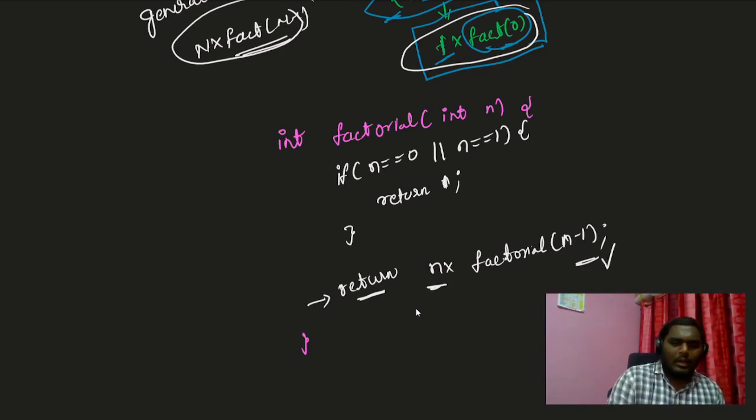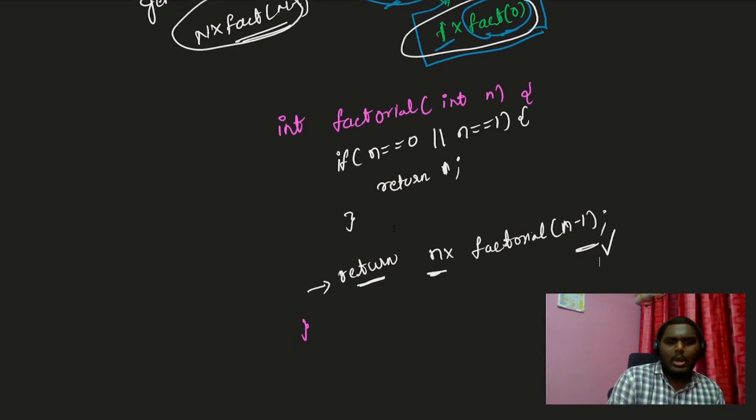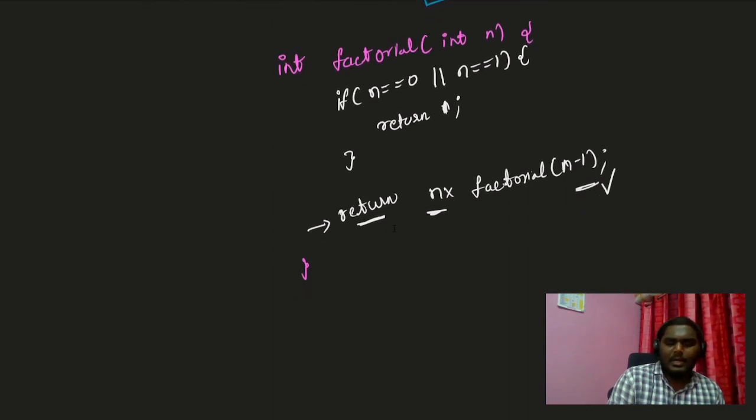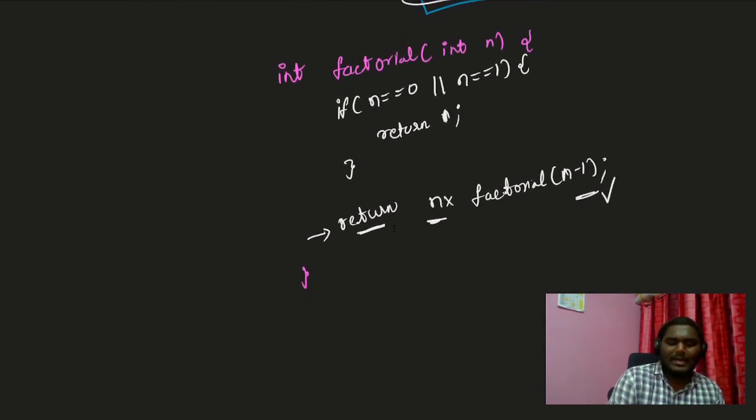Now let's try to analyze the time complexity and space complexity. Let's see. First you are making a call for fact of 5. Then you are doing 5 into fact of 4. You are calling fact of 4.